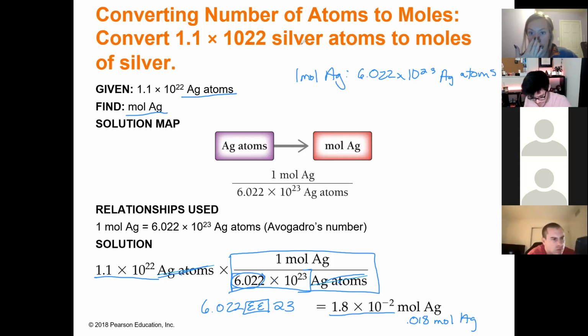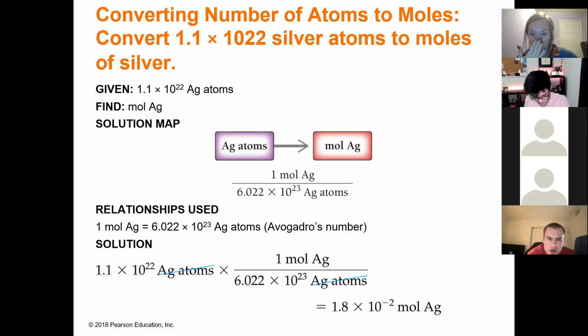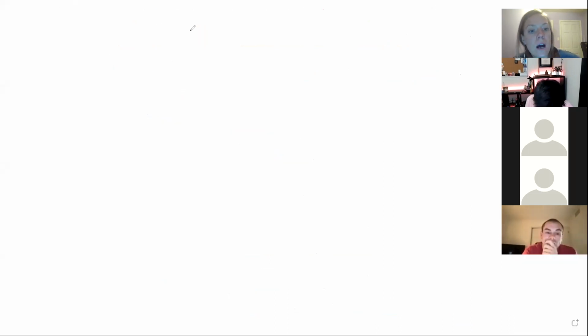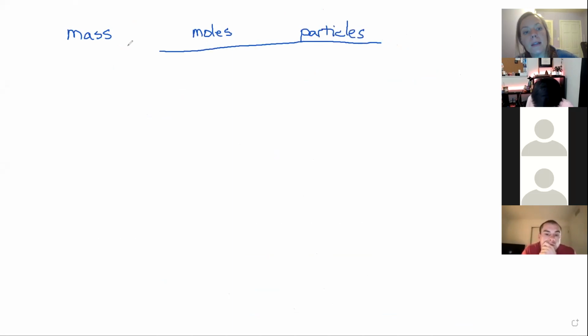So I'm going to have you guys do one of these, but first I want to start us off with a sort of master flow chart. On the top, I'm going to put mass, then moles, and then particles. Underline that, that's sort of the title. Then element and compound.